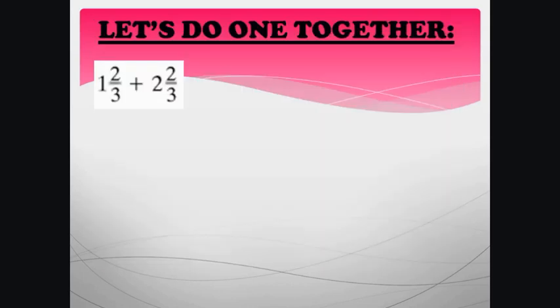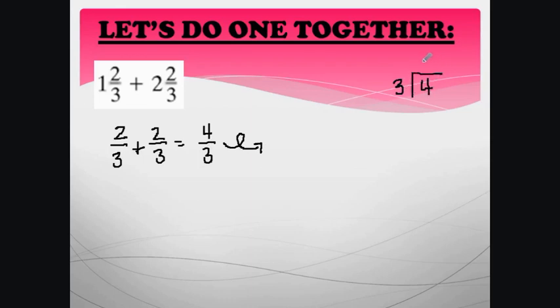So let's go ahead and take a look at an example. So we have 1 2/3 plus 2 2/3. First we're going to add our fractions. So 2/3 plus 2/3 is equal to 4 over 3. Now we need to change that into a mixed number. How many times does 3 go into 4 without going over? Well, that's 1. So that's going to be my whole number. 1 times 3 is 3. We find the difference, which is 1.